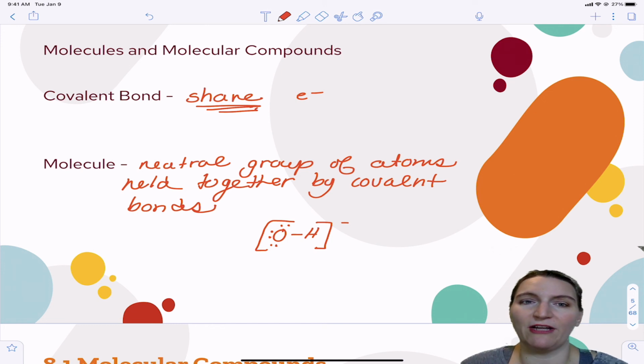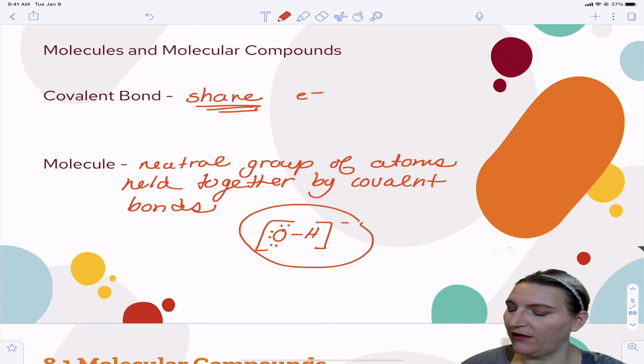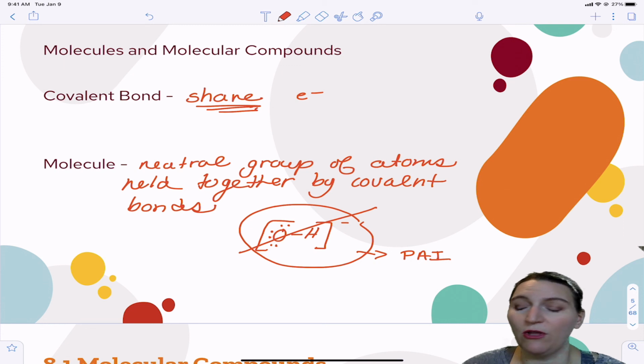It's not a molecule of hydroxide, it's an ion of hydroxide because it does have that charge. So this would not be considered a molecule. This would be considered a polyatomic ion. A molecule would be something very similar, but where there are the same number of protons as electrons.